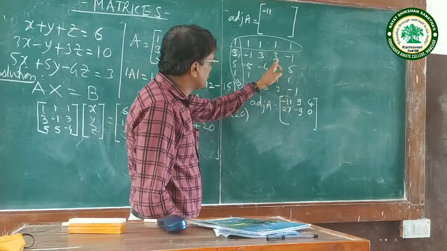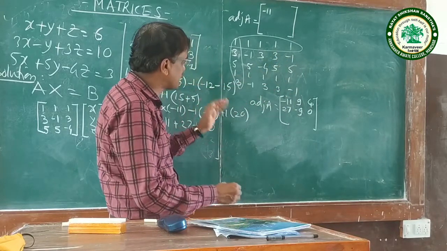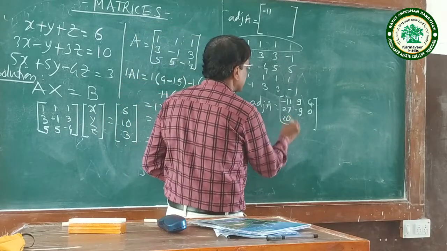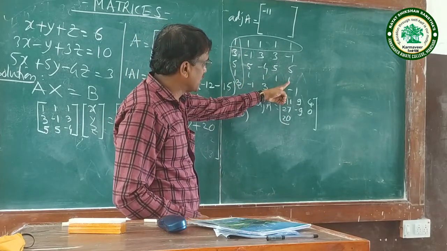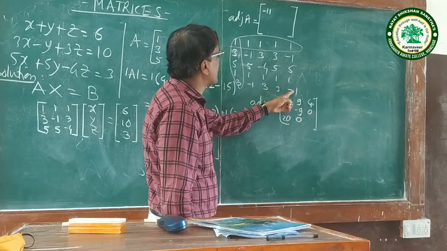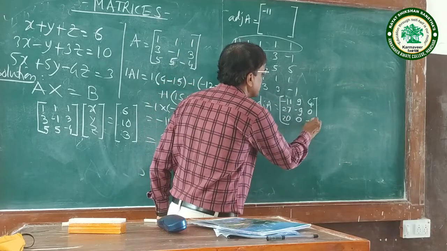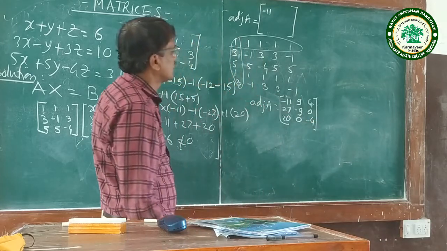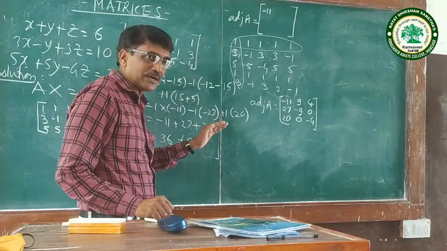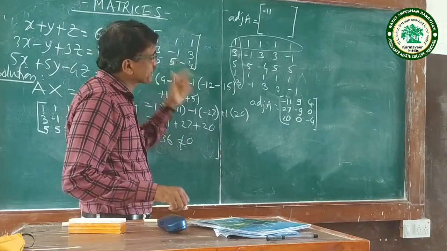Then these two columns, 3 into 5, 15, minus 5 into minus 1, minus 5... 15 plus 5, it is 20. 5 into 1, 5, minus 5 into 1, 5, 5 minus 5, it is 0. 1 into minus 1, minus 3 into 1, 3, minus 1, minus 3 is minus 4. See, this is how we calculated the adjoint of this matrix.